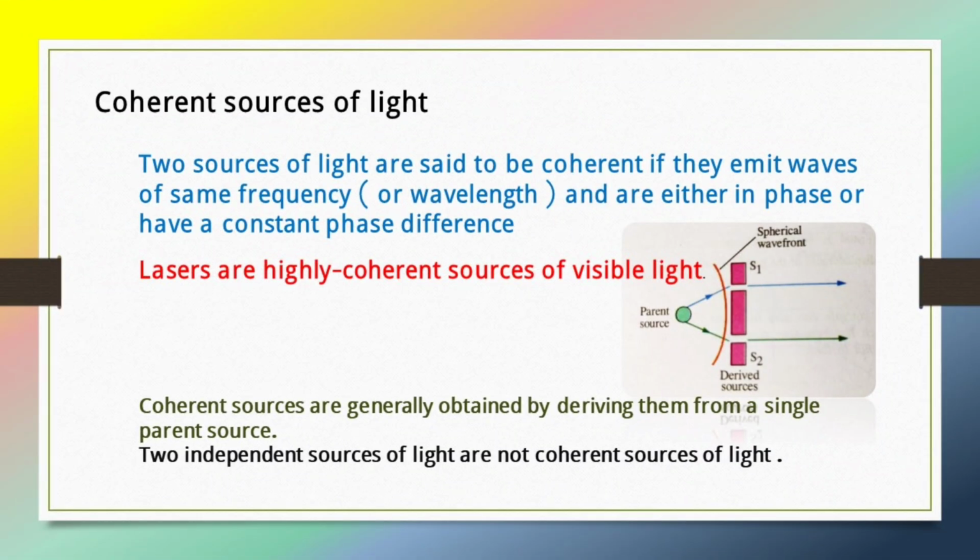Next topic is coherent sources of light. Two sources of light are said to be coherent if they emit waves of the same frequency or same wavelength and are either in phase or have a constant phase difference. Lasers are highly coherent sources of visible light. Coherent sources are generally obtained by deriving them from a single parent source. Two independent sources of light are not coherent sources of light.